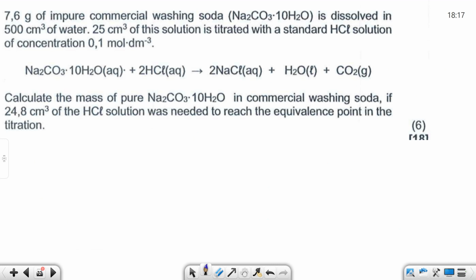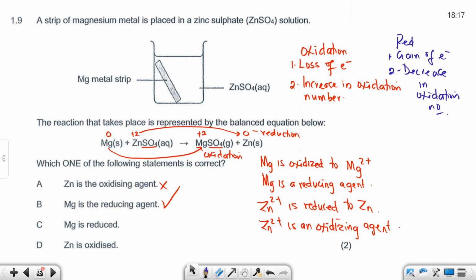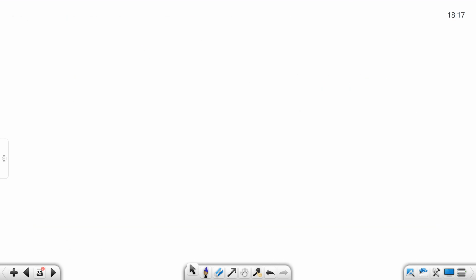Anyway, some stoichiometry here. 7.5 grams of impure. Guys, please, I always like to simplify things, and I'm going to simplify this for you. I'm going to show you something very important here. Stoichiometry will only work in 3 steps, guys, no matter the stoichiometry. Before you go to number of moles, let's quickly take a small 3 minutes crash course. Stoichiometry.